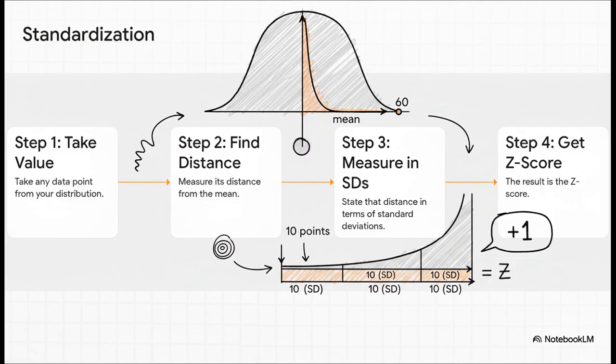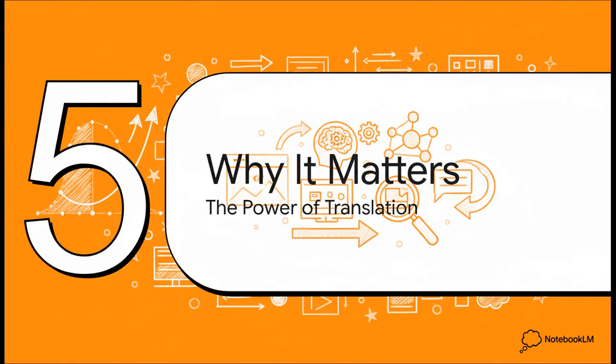Let's take our score of 60 again. First, how far is it from the mean of 50? Well, that's easy. It's 10 points away. Then, you just ask, okay, how many of our standard deviation steps is that? Since our step size, our standard deviation, is also 10, the answer is exactly 1. So the z-score for 60 is positive 1. Simple as that. So we've covered the how, but now for the most important part, the why.